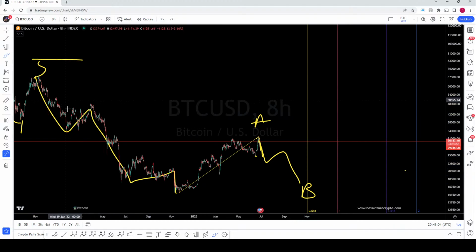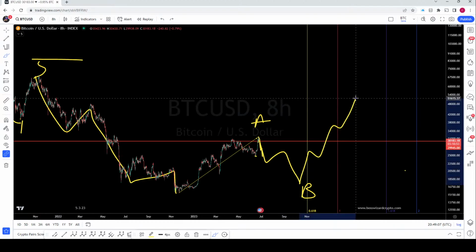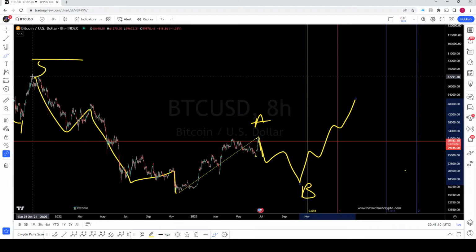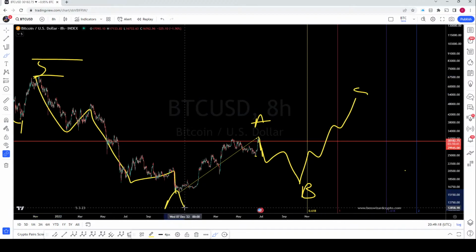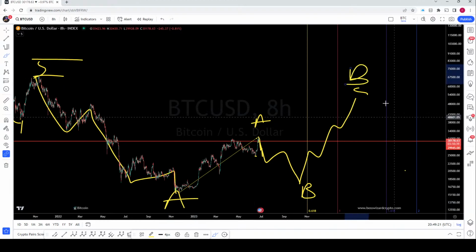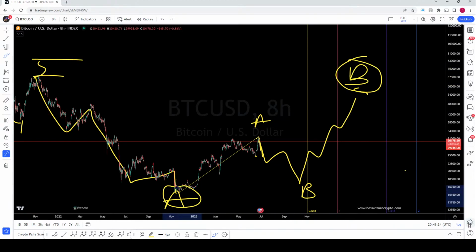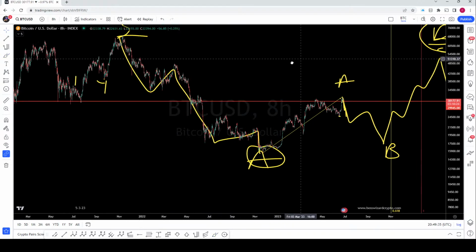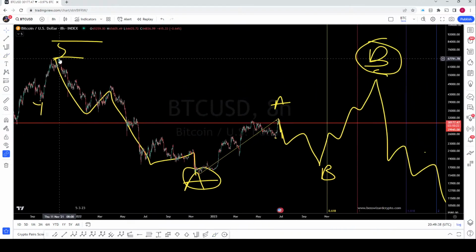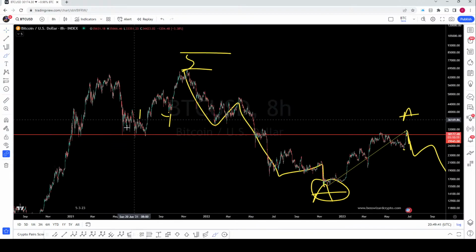I drew that too big. So 1, 2, 3, 4, 5 like that. Cannot break this high. And then that's a C wave. That's an A wave, that's a bigger B wave. Circle that. And then you get 5 more down, and that's how you get to 10K. But that would all rely on this here being 5 waves, which I don't think it is.